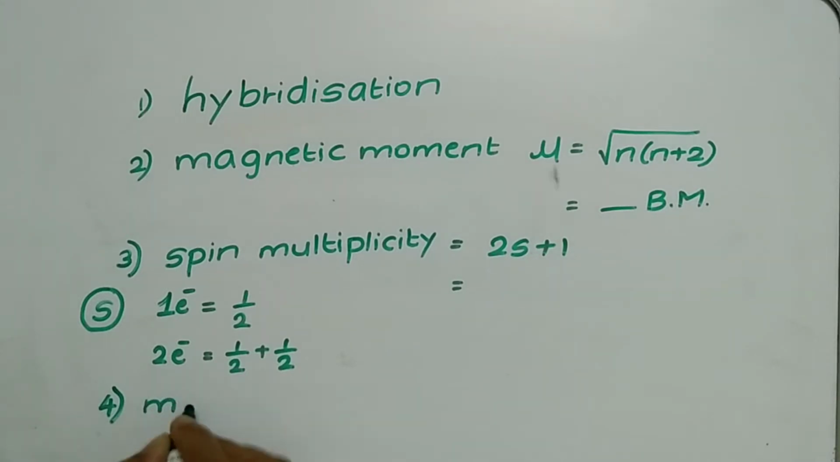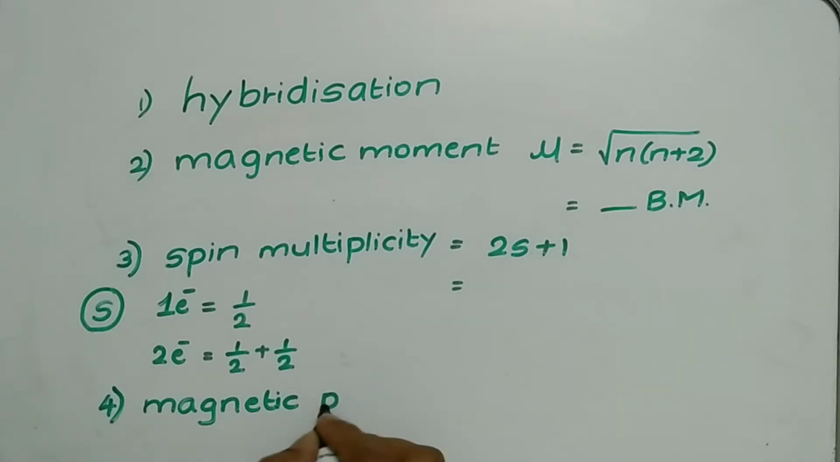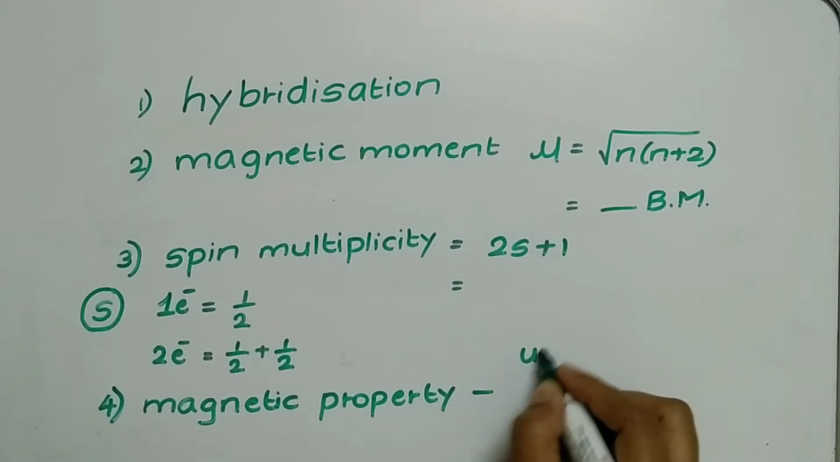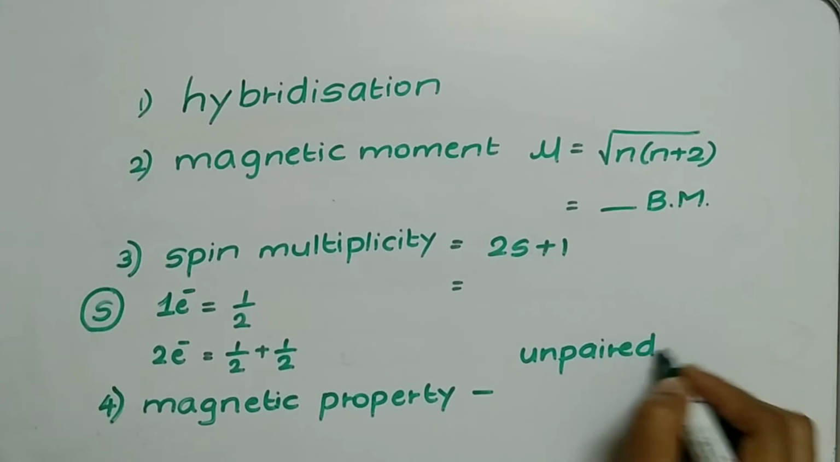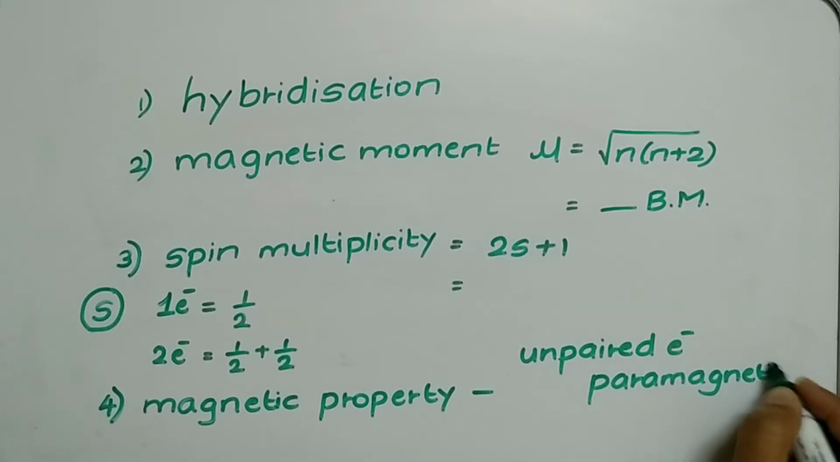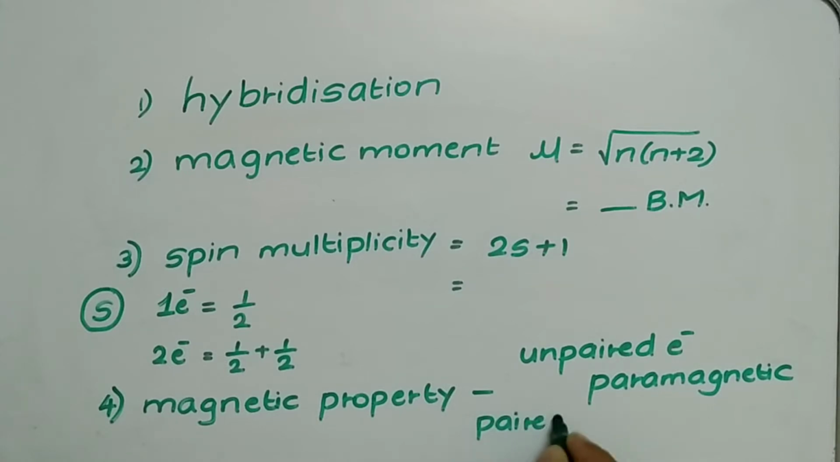The fourth property is magnetic property. Magnetic property means whether the complex is diamagnetic or paramagnetic in nature. How to identify? If there are unpaired electrons, the complex is paramagnetic in nature. If all the electrons are paired up, then it is diamagnetic in nature, correct? So, this way you have to find the 4 properties according to VBT, valence bond theory. Let us take an example and find all the properties based on VBT.